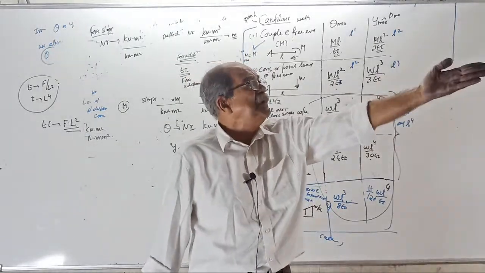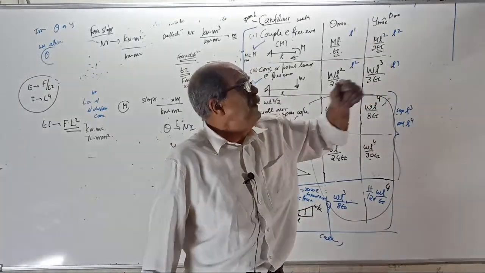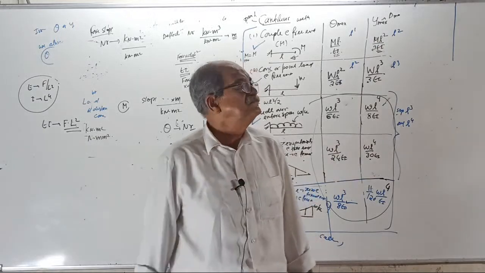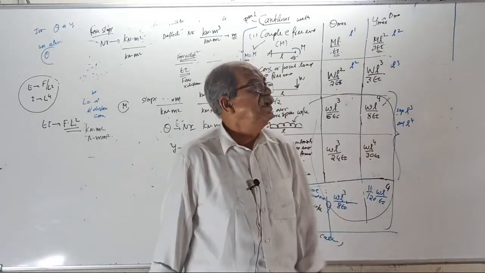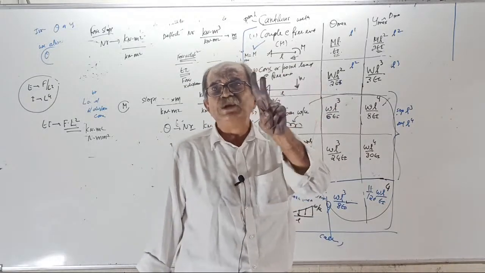I can see myself the diagram. I am not by hearting. I can see a diagram here. Half into base in W into 2/3. 2 cancels. I am not by hearting. I never by heart first of all. Slope WL square or PL square by 2EI.